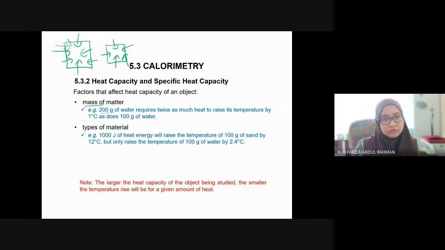So contoh, if we have 200 gram of water, by right, it requires twice as much heat to raise its temperature by 1 degree Celsius compared to 100 gram of water. Okay, because muatan dia tu, capacity dia tu. So dia ni boleh tanggung, katakanlah 50 kilojoule of heat. Dia boleh stand 50 kilojoule for heat sebelum dia naik dia punya temperature. This one boleh tanggung less than 50 kilojoule.